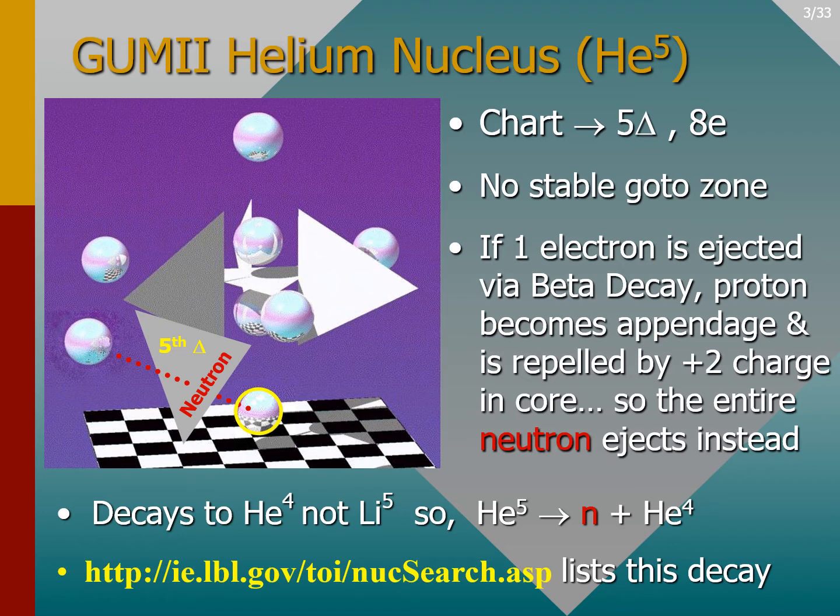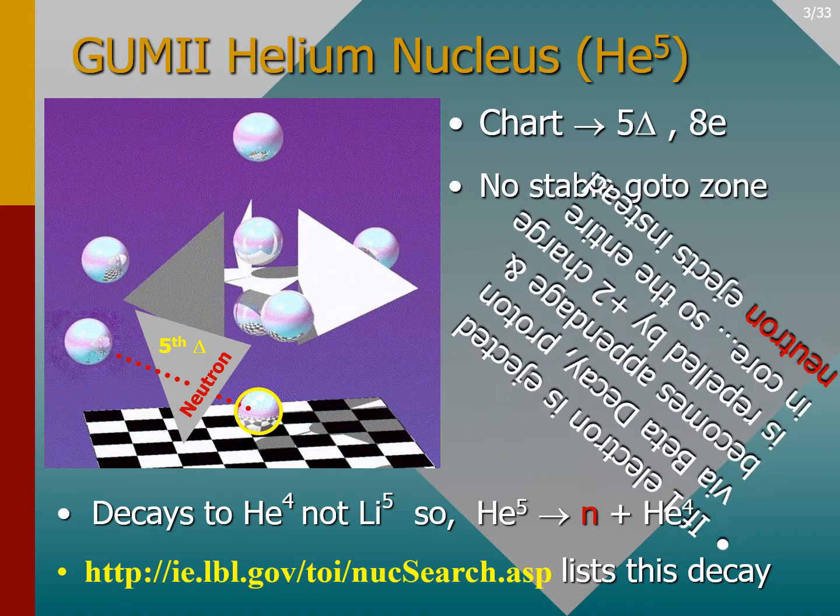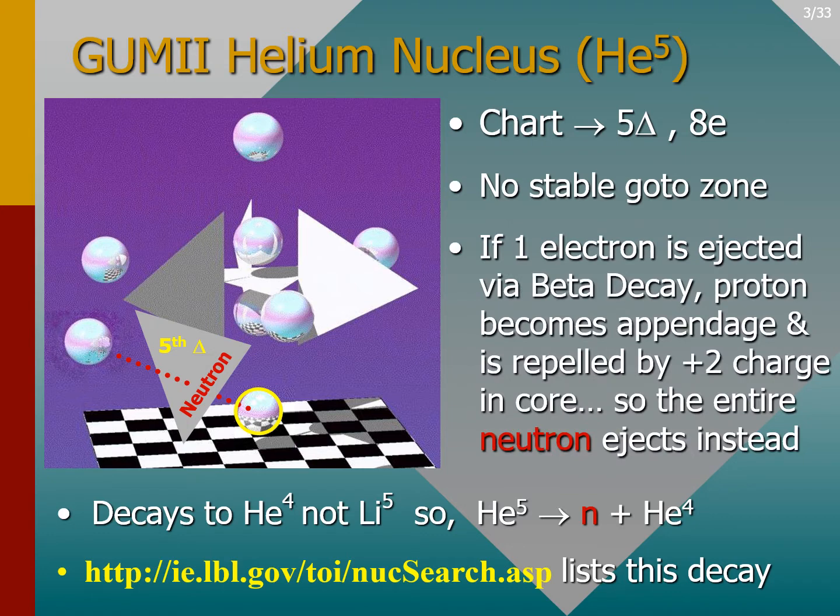So this is a nucleus that doesn't have a stable go-to zone, and normally it would undergo beta decay, but it doesn't. And the obvious question is, why not? Well, note that the fifth triangle kind of hangs on as an appendage with only 4 up quarks involved in any binding. If a quark electron were to eject, then the fifth triangle would look like a proton trying to bind onto 4 other triangles that have a +2 net charge.